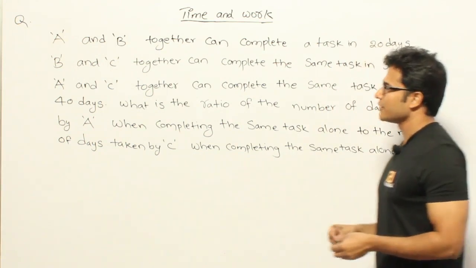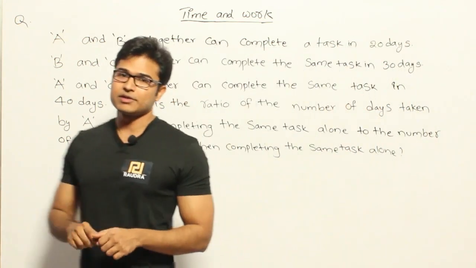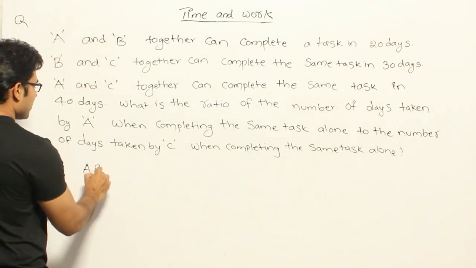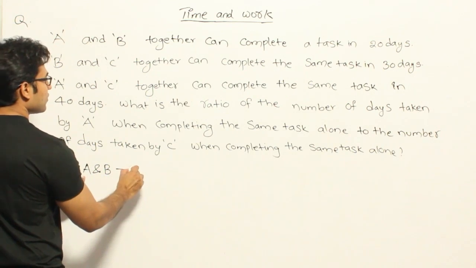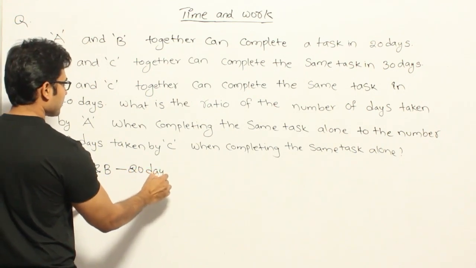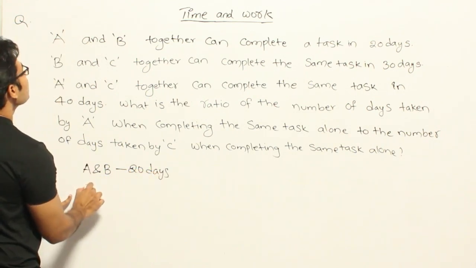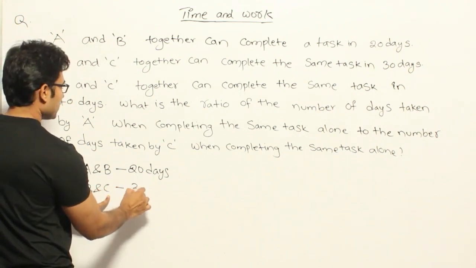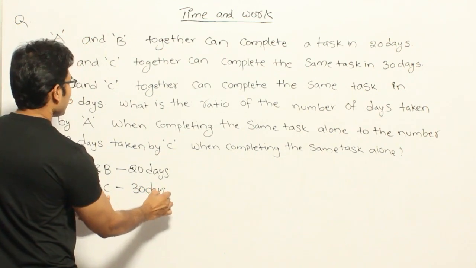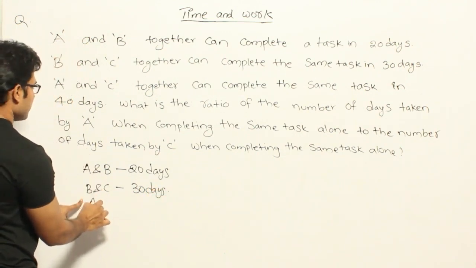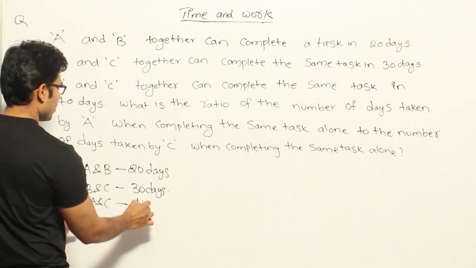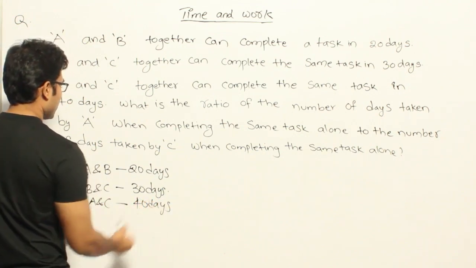So you can pause the video and read the question. I'll explain what they have given here. One is, they are saying that A and B, when working together, are able to finish the work in 20 days. That is what is given. And the other one is B and C, working together, are able to finish it in 30 days. And the other one is A and C, working together, are able to finish the same task in 40 days. Okay.